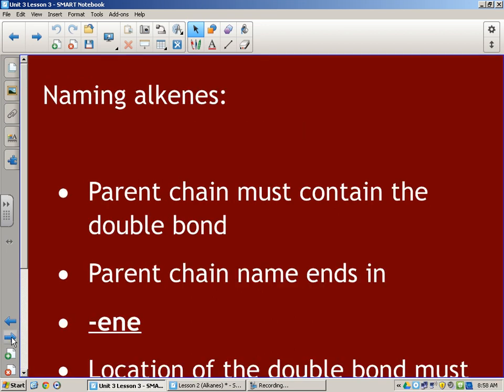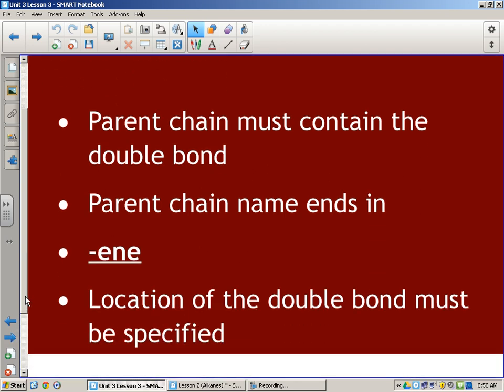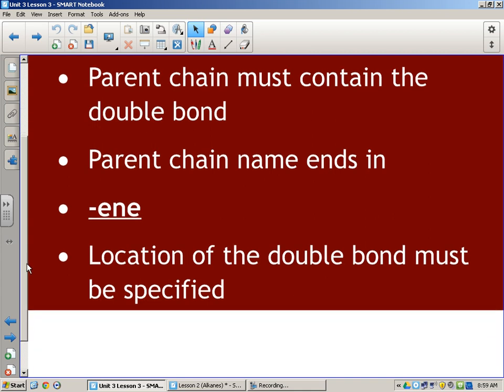When you go to name alkenes, the parent chain must contain the double bond. The double bond is the main feature here, just like I said yesterday. It's the main thing, so we need to make sure we include it in the longest chain that we can. And then, of course, you're still going to add on the other groups like you did before. You also have to tell me where that double bond is located. The ene part is going to tell you that it's a double bond, and the number is going to tell you the location.